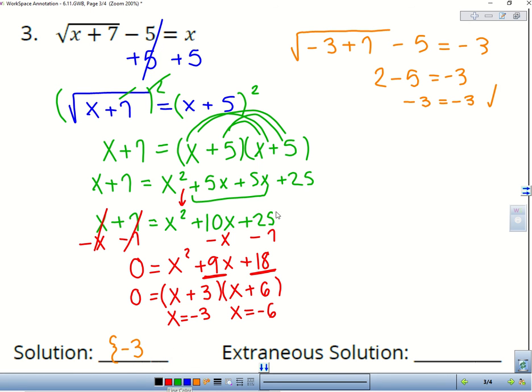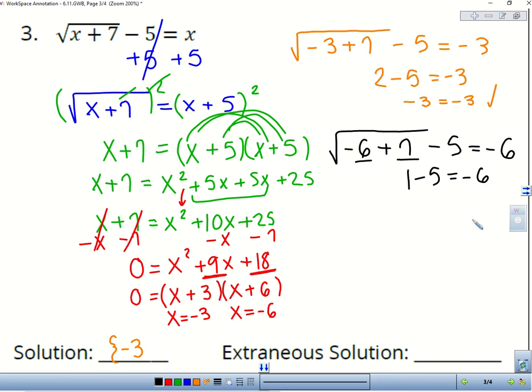So I'm going to do the same thing. I'm going to take the original and I'm going to plug in the -6. What is -6 plus 7? 1. Good. What's the square root of 1? 1. Is 1 minus 5 equal to -6? No, that would be -4. So is that one a solution? No, so that one is classified as extraneous. And then you can close this one because we verified there are no additional solutions. Make sense? Okay.